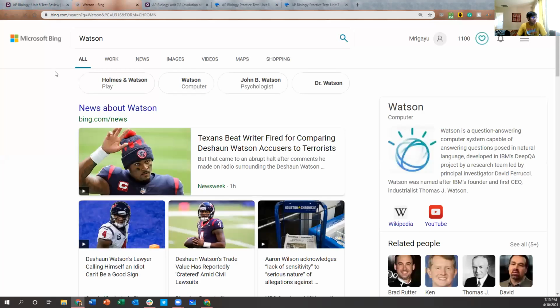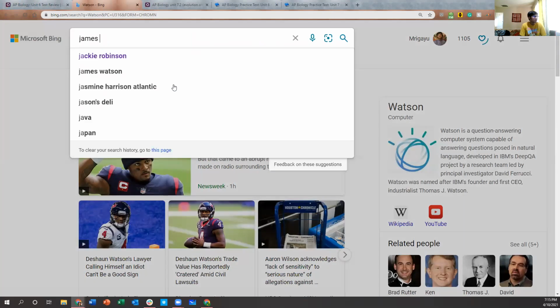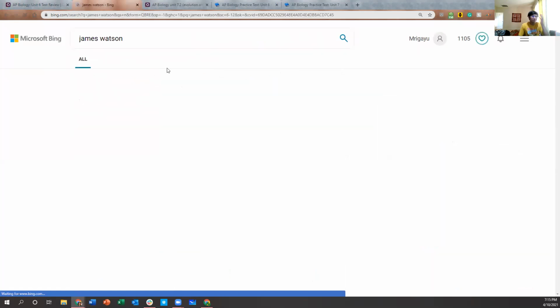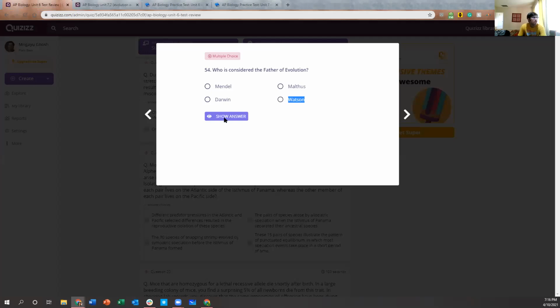You see the steam engine guy? James Watson? No, that's someone else. No, I'm sorry, that's completely wrong. Is it James Watson? Yeah, James Watson. Oh, of course, DNA. James Watson and Crick. They won the Nobel Prize for their discoveries in the structure of DNA. So this would be Darwin because he's the father of evolution.